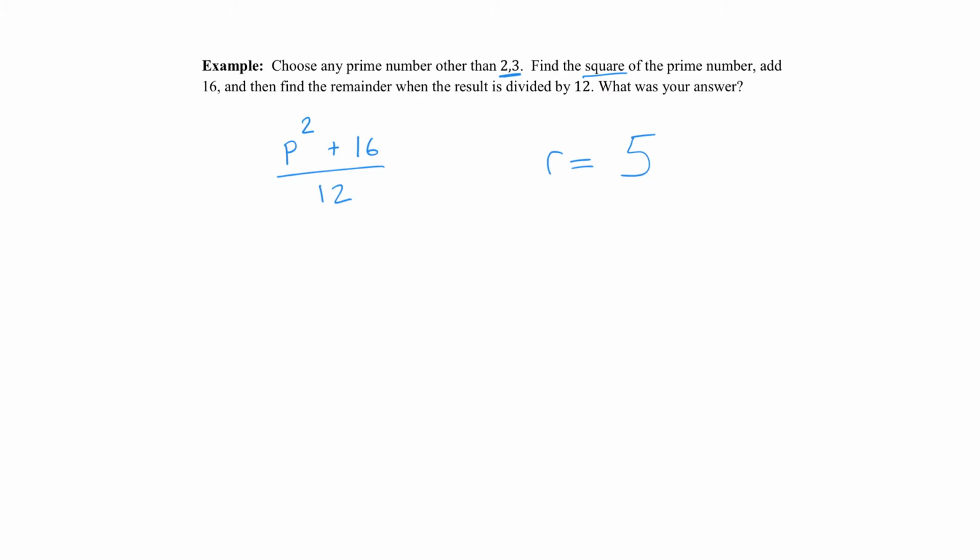So to give you a little bit of an explanation why, any prime number other than 2 or 3 has a special form. It's either a multiple of 6 plus 1 or a multiple of 6 minus 1. So if you take that number and you square it and you add 16, you will be able to write out that number as 12 multiplied by some integer plus 5. I'll leave it as a challenge if you want to try that on your own. Okay, now we're ready to introduce the formal language of modular arithmetic.